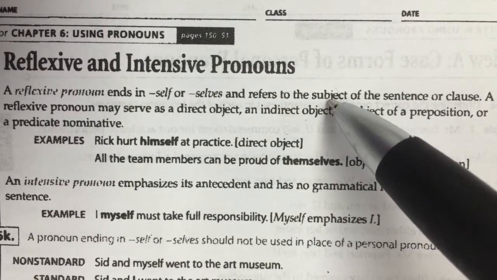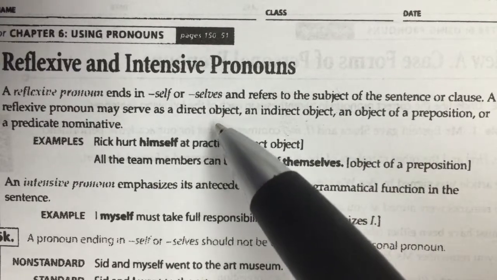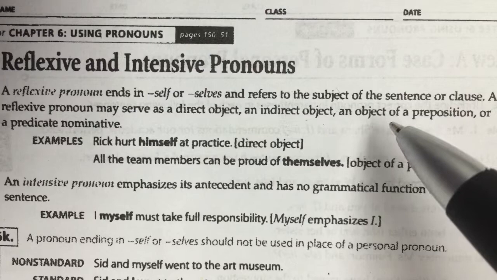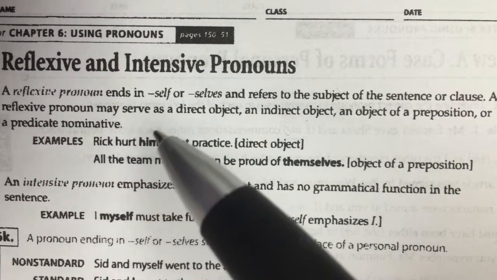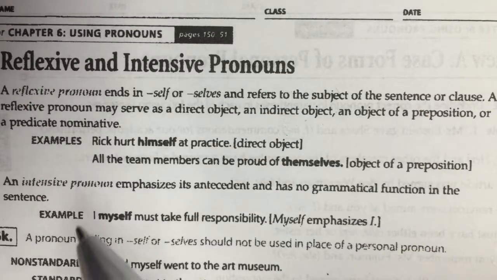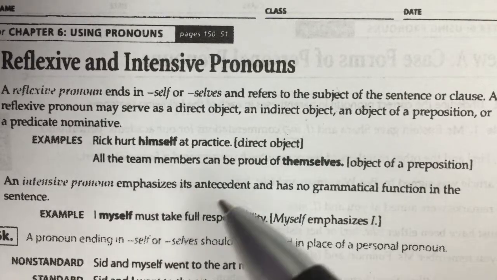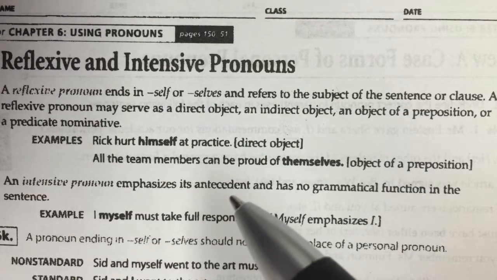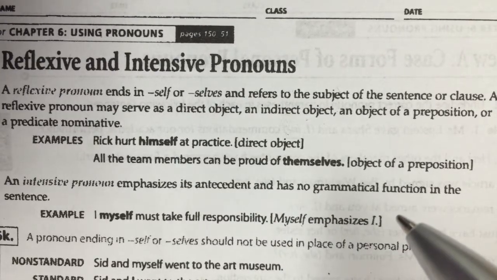They will serve a function in the sentence if a pronoun is reflexive, and that function will be direct object, indirect object, object of a preposition, or predicate nominative. If these words are not used as one of these parts of a sentence, it is possible to use them in an intensive sense. An intensive pronoun just emphasizes its antecedent, and the antecedent will be the subject, and it won't serve any kind of grammatical function.